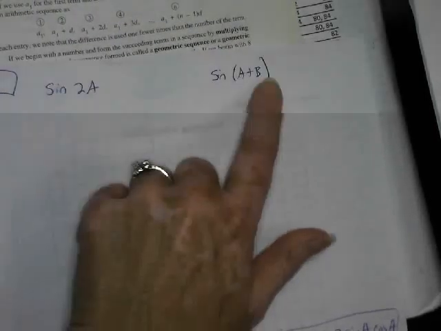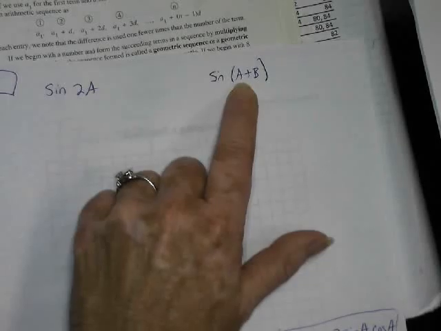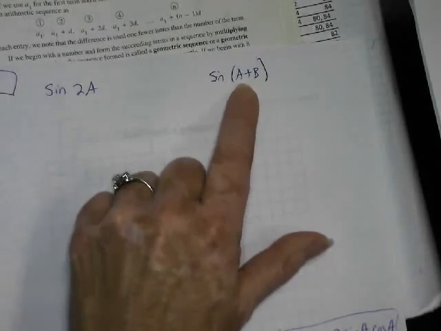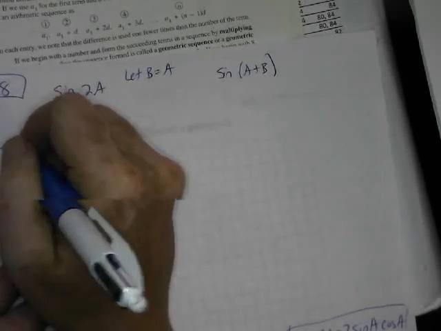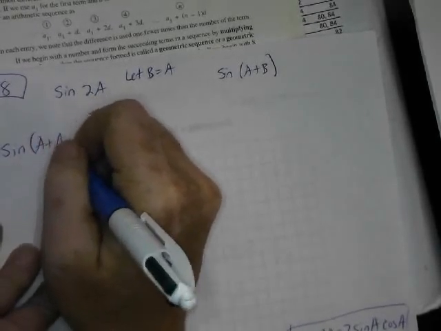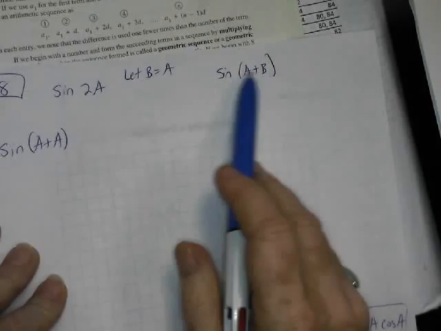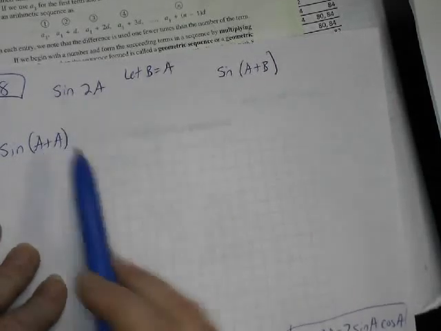Okay, so I'm supposed to use sine A plus B. The way that you can get a double angle is just let B be the same amount as A. Or in other words, you can replace B with A. We can say let B equal A, and then I'll have sine A plus A, right? Because it's sine A plus B, but I'm letting B equal A.